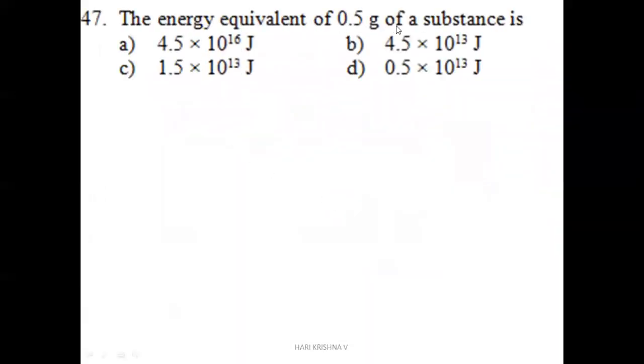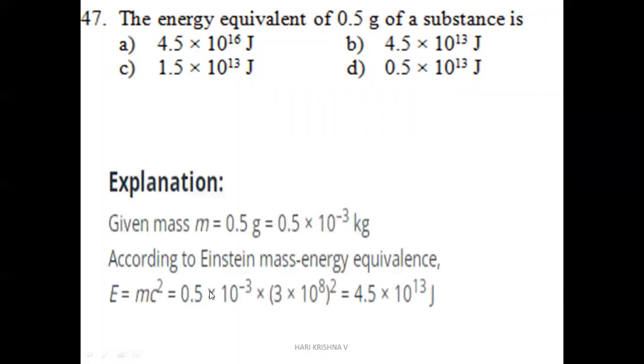The energy equivalent to 0.5 gram of substance is, taking energy equivalent, E equal to mc square, 0.5 gram. This is in grams, so 0.5 into 10 raised to power minus 3 into c square, 3 into 10 to the 8 squared. When I solve it, 4.5 into 10 raised to power 13. Option B. Very simple. We have to use only simple physics concepts, E is equal to mc square.